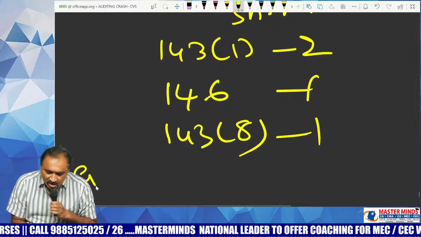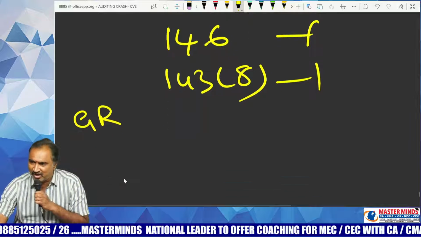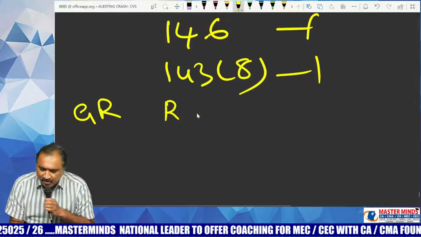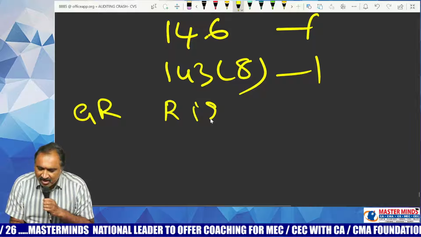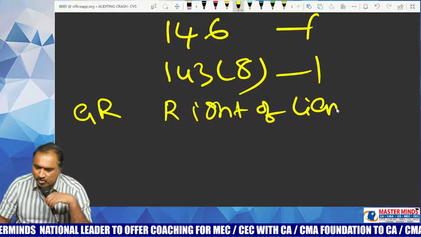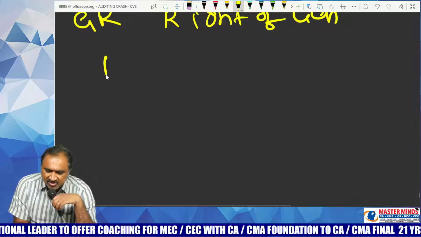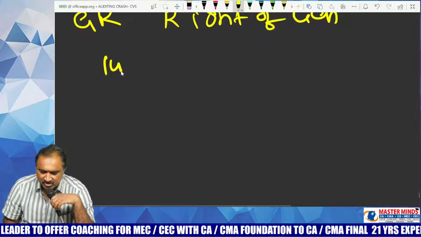Another general right. There is no section for this. Another general right is given to the auditor of a company, called the right of lien, that we will discuss later. Now, in tomorrow's class, I am going to discuss the duties of the auditor under section 143 subsection 1.